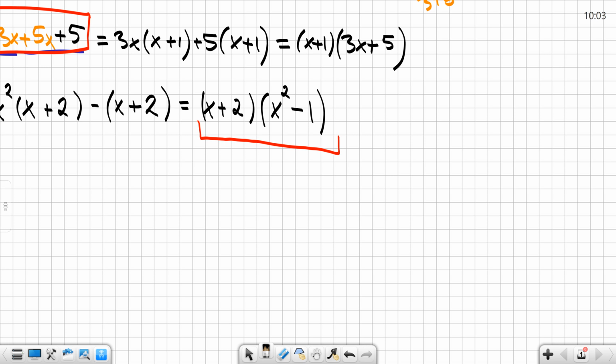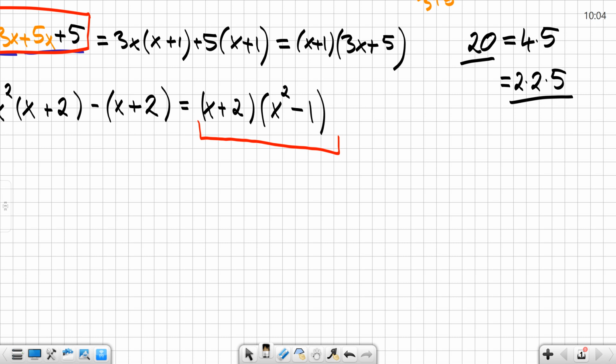Quick example for numbers. For instance, the number 20. If I want to factor the number 20, then I could say, all right, the number 20 is the same thing as 4 times 5. But I could also go one step deeper and say that 4 is the same thing as 2 times 2. So 20 completely factored would be 2 times 2 times 5.